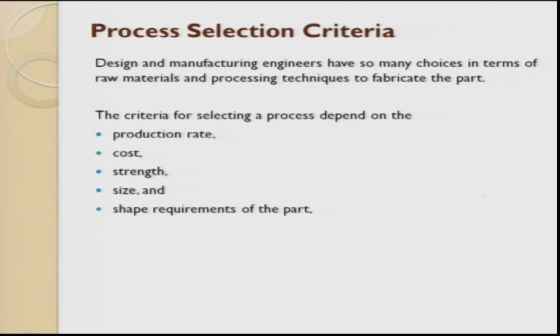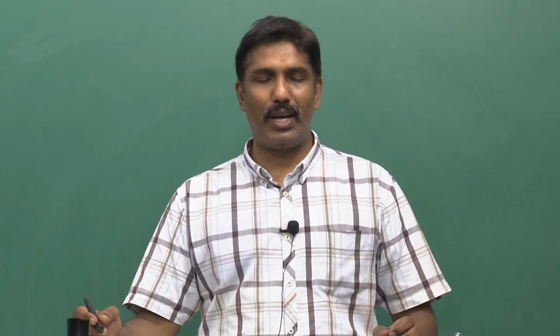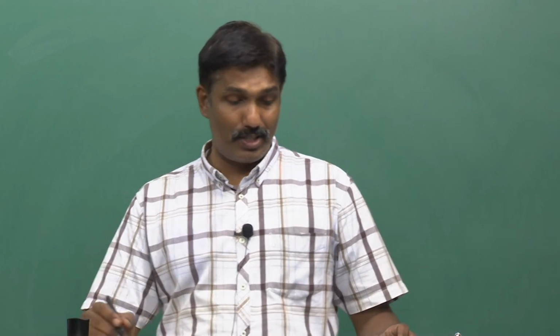So, the process selection criteria generally followed are: what is the production rate, what is the cost, what is the strength, what is the size and what is the shape. So, these are the important selection criteria which are used to choose a process.